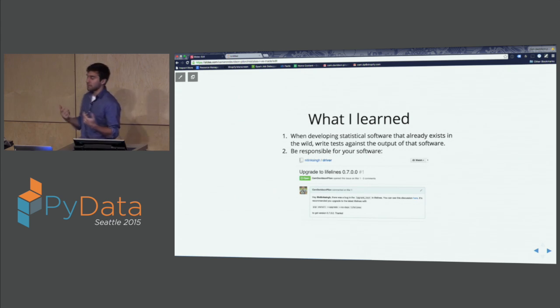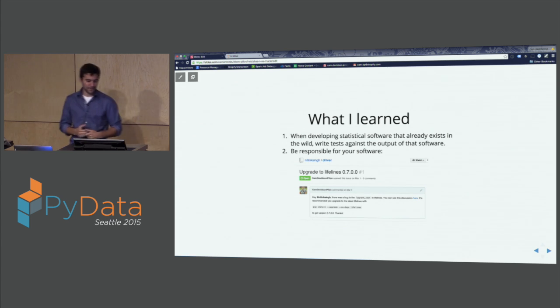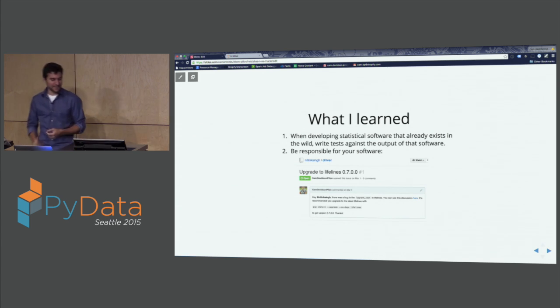And secondly, just be responsible for software. I had to go onto people's repos who were using Lifelines and post a message saying, please upgrade to 0.7. Yeah, so that's the disvalue in open source software. There might be these bugs.